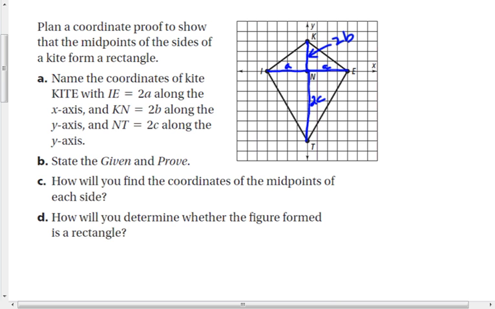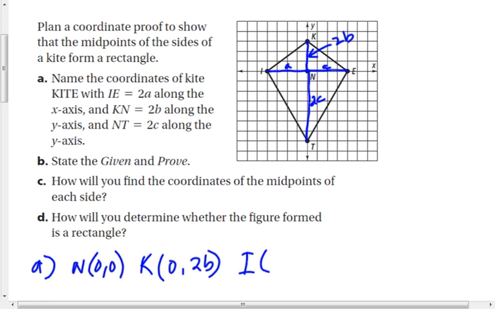So let's go ahead and do that. So part A, our coordinates are N is just 0, 0. K is 0 for x, because it's right in the middle. And then it's up 2b, so 0, 2b. And then I is on the x-axis, so the y value is 0. And it's a units to the left, so we'll say that's negative a.